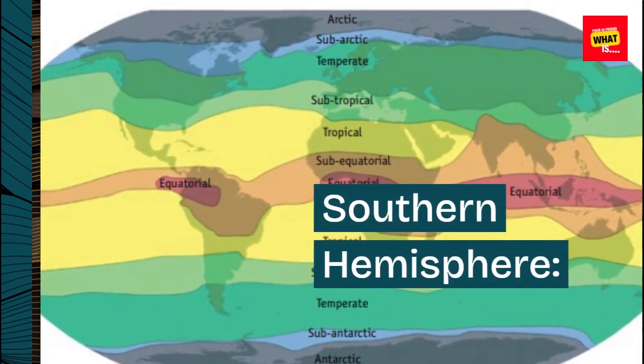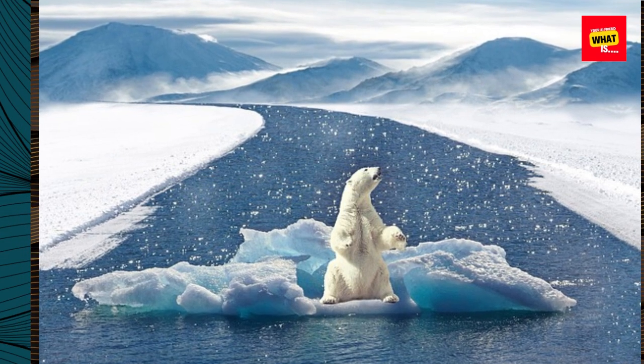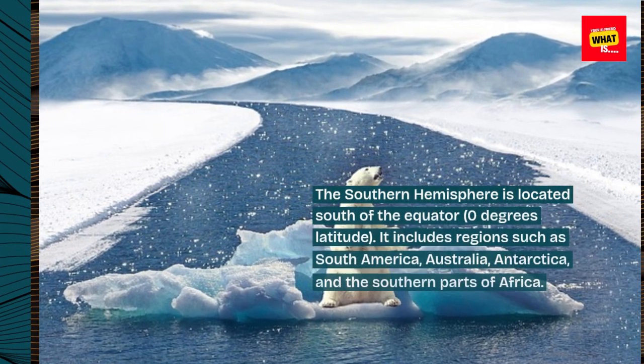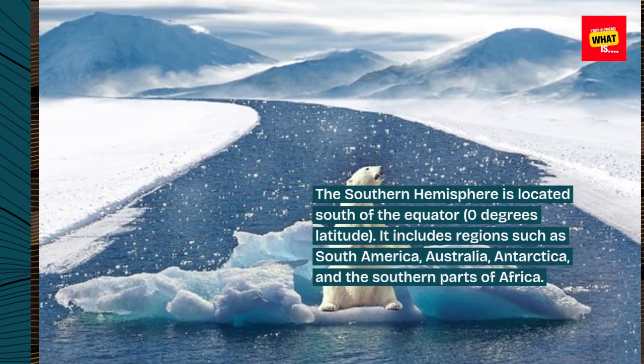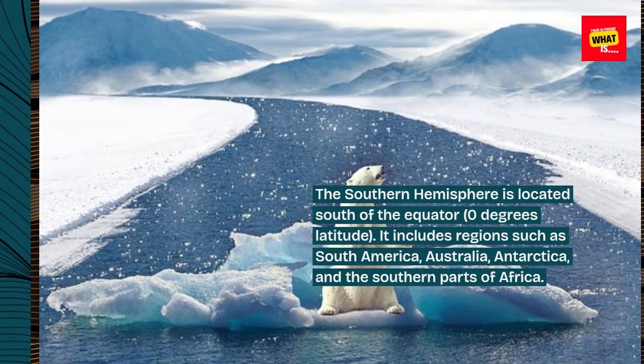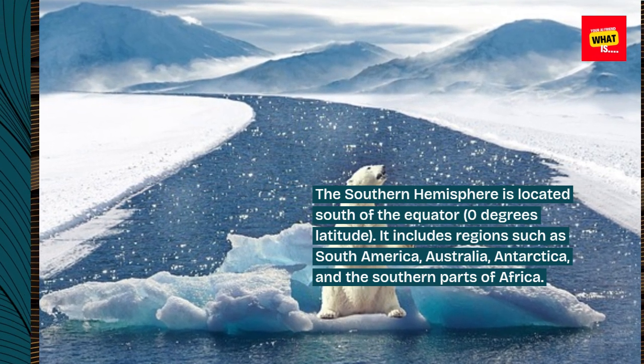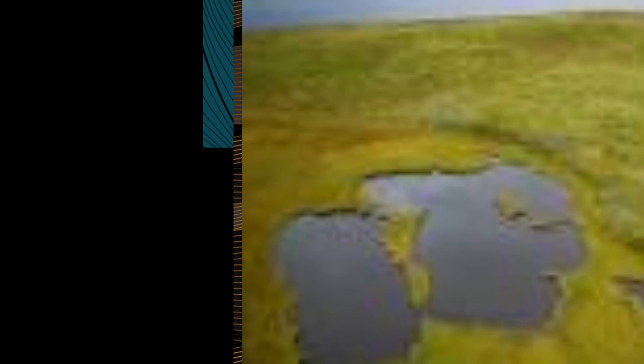Southern Hemisphere. The Southern Hemisphere is located south of the equator, 0 degrees latitude. It includes regions such as South America, Australia, Antarctica, and the southern parts of Africa.